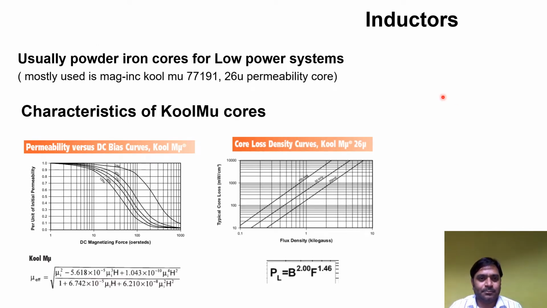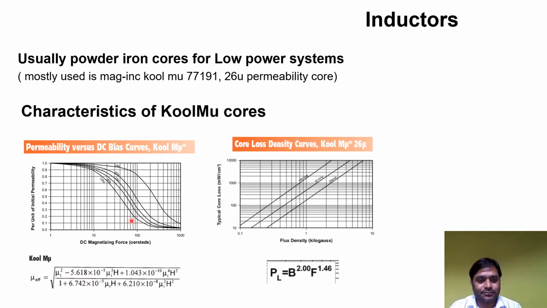In inductors, usually powder iron core is used for low power systems, mostly which I have worked on, and wherever we have high DC currents. So we use this core, which is 26 mu permeability. The 26 mu permeability core has good characteristics for the DC bias. So wherever we see that the DC current is high for the inductors, we can use this 26 mu core, and there are different permeability cores available with the supplier. So we can go back to the supplier data sheets and choose as per how we have designed these inductors.